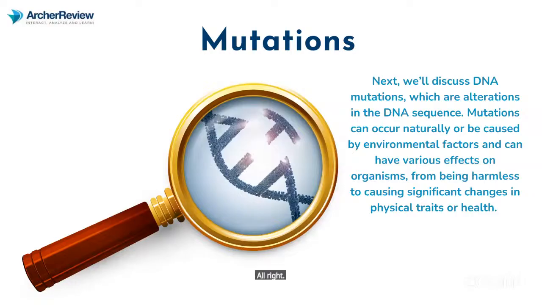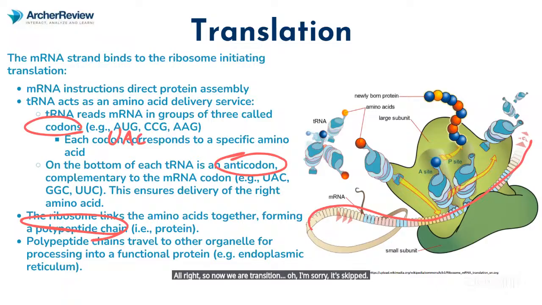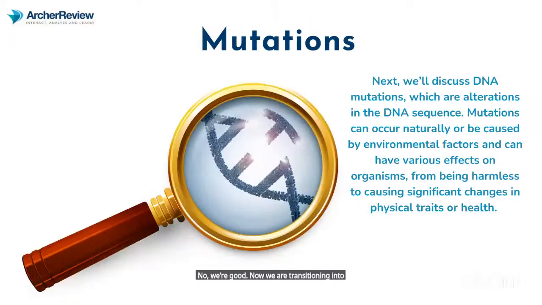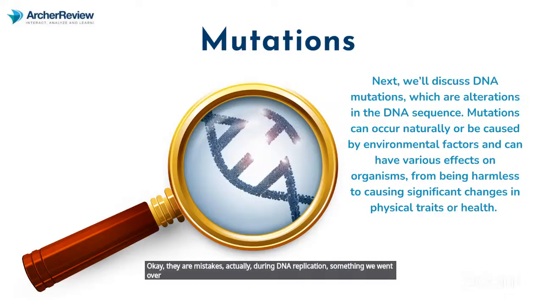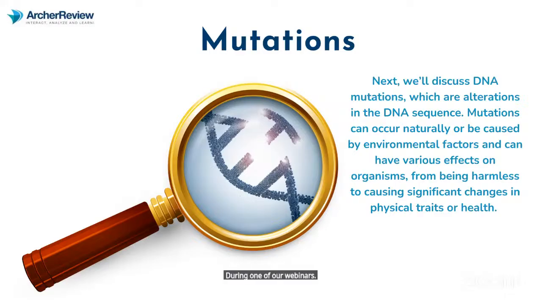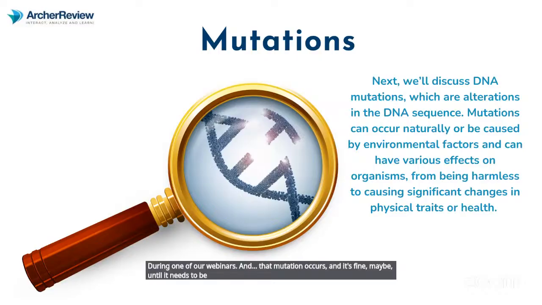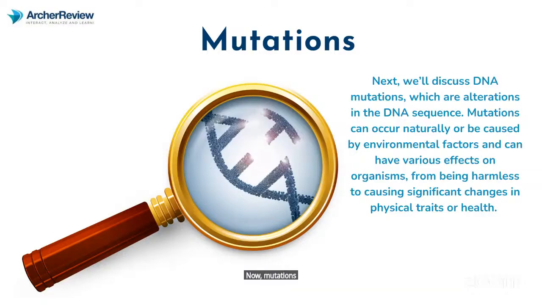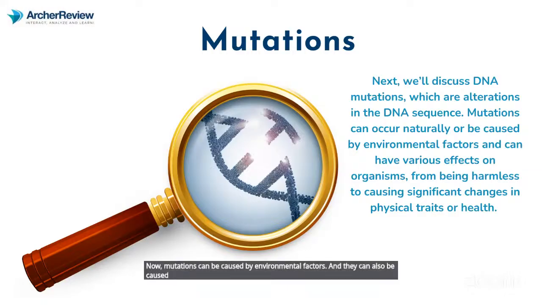All right, so now we are, oh, I'm sorry, it skipped. No, we're good. Now we are transitioning into mutations, okay? Mutations are mistakes. They are mistakes actually during DNA replication, something we went over last week during one of our webinars. And that mutation occurs and it's fine, maybe, until it needs to be read to build a protein, and then we have problems. And that's what we're going to take a look at next. Now, mutations can be caused by environmental factors, and they can also be caused just by a mistake in DNA replication. That's really what it boils down to.